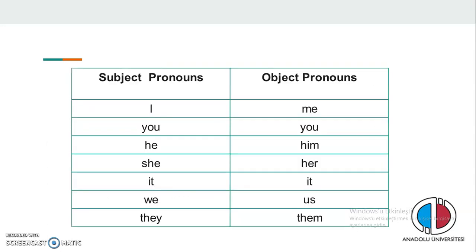And here you can see the chart. Subject pronouns and object pronouns. Comparing these two together. For I, we use me. You is the same, him, her, it, us, and them.